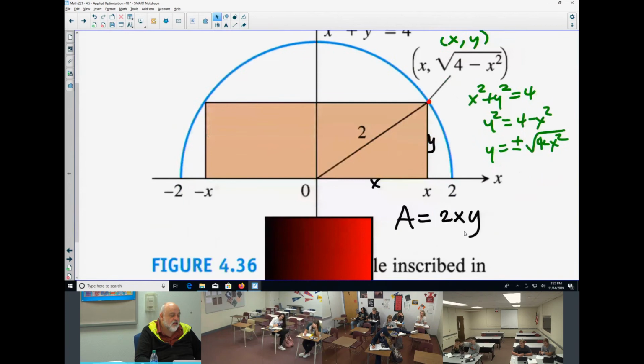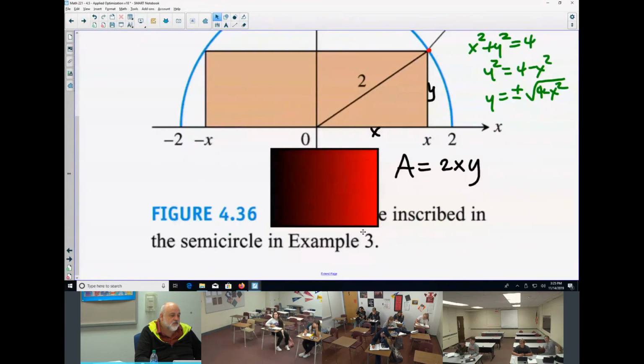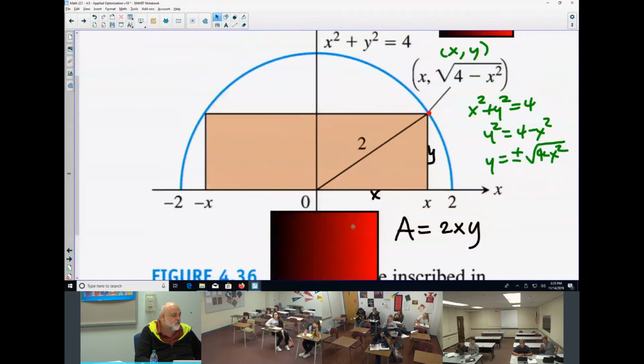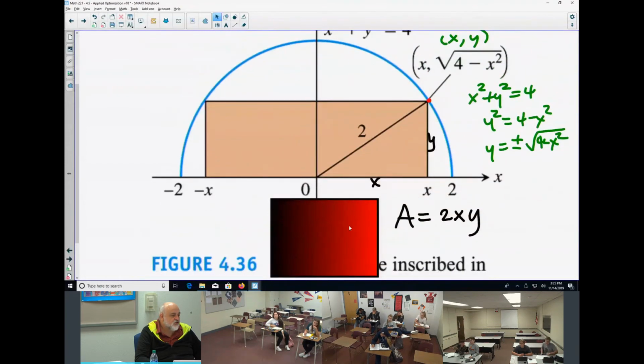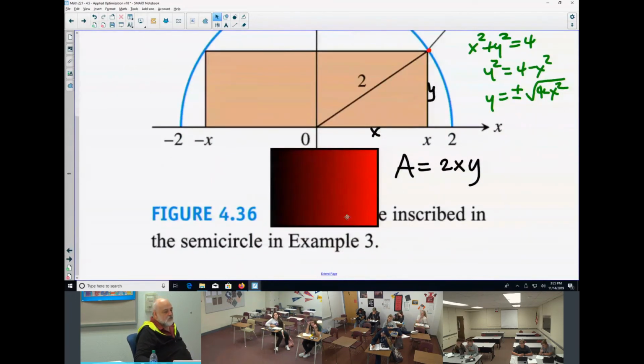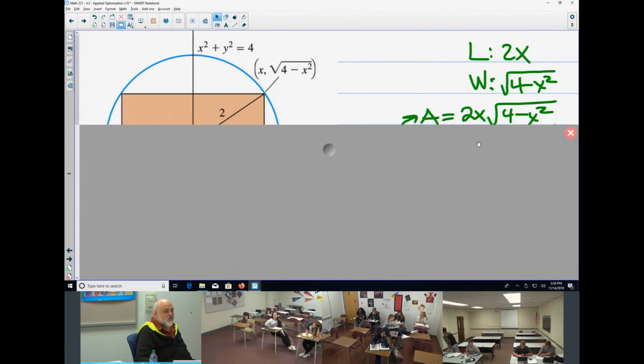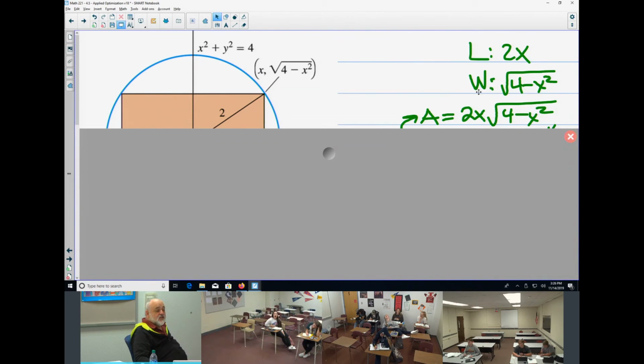So then the formula becomes, well, let's see. So 2x, and then in place of y, I put radical 4 minus x squared. So that's like the width. So the length times the width.